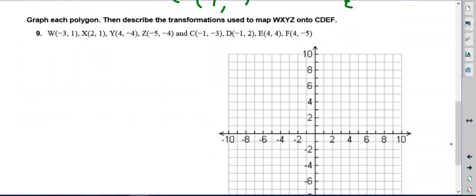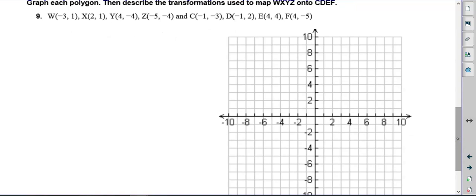All right, graph each polygon. Then transform WXYZ onto CDEF. So -3, 1 is left 3, up 1. 2, 1 is right 2, up 1. 4, -4, right 4, down 4. -5, -4, left 5, down 4. So we have a nice isosceles trapezoid, it looks like. Okay, so I'm going to label again. This is W, this is X, this is Y, and this is Z.